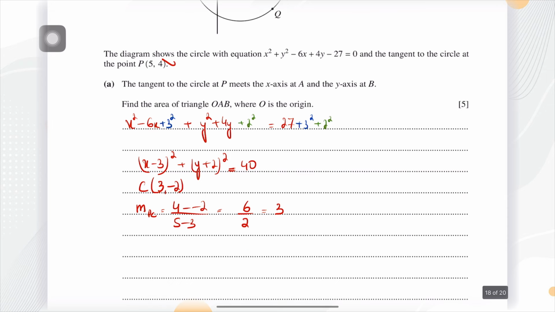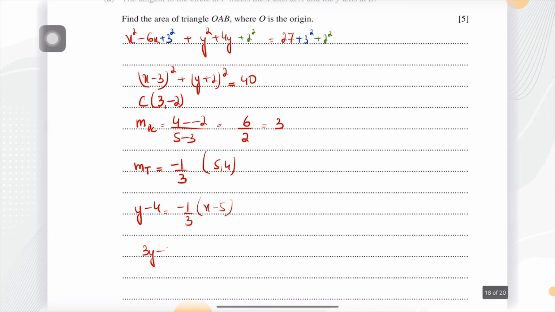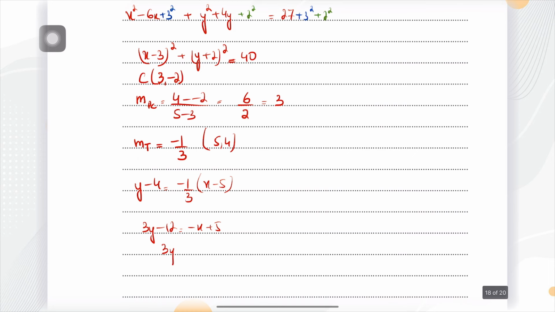So the gradient of the radius is 3, which means the gradient of the tangent is minus 1 upon 3. And we have the coordinates (5, 4). Let's put it together. y minus 4 equals minus 1 upon 3 into x minus 5. That means 3y minus 12 equals minus x plus 5. Since we have to plug in values, we might as well write down the equation of the tangent: 3y plus x equals 17.